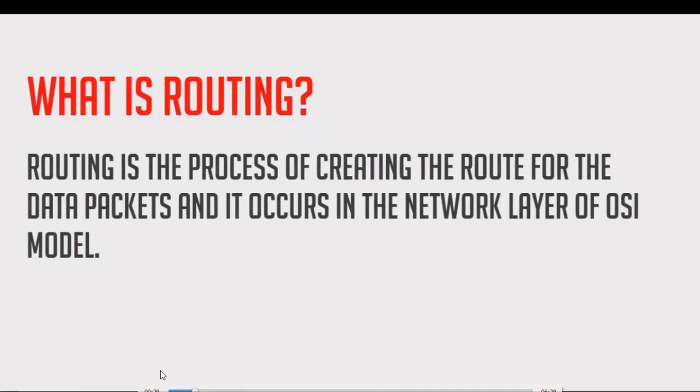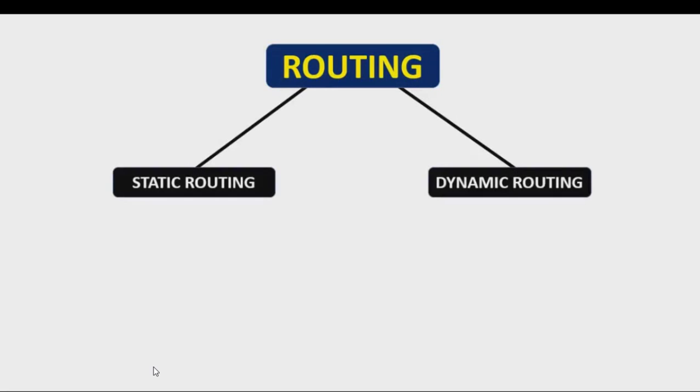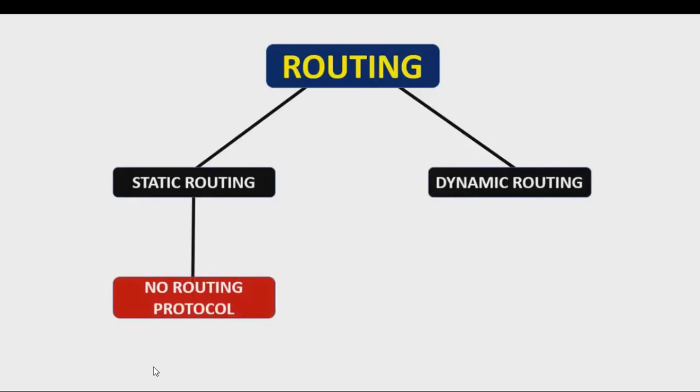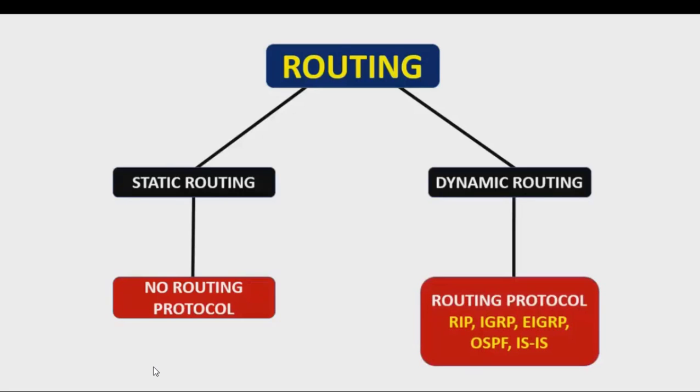What is routing? Routing is a process of creating the route for data packets and it occurs in the network layer of the OSI model. There are two types of routing, that is static routing and dynamic routing, where static routing does not use any routing protocol. On the other hand, dynamic routing uses routing protocols such as RIP, IGRP, EIGRP, OSPF, ISIS, and the like.